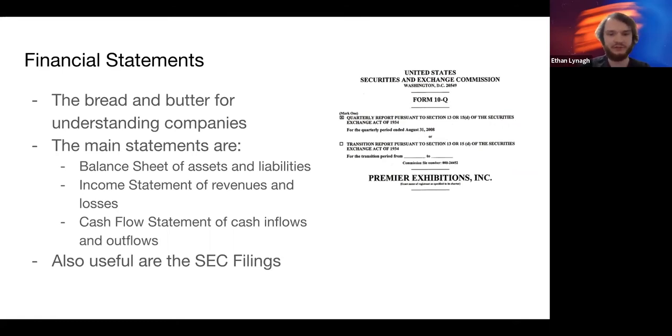And then all of these for public companies are public on the SEC website if you'd ever want to go out and look for examples of those.